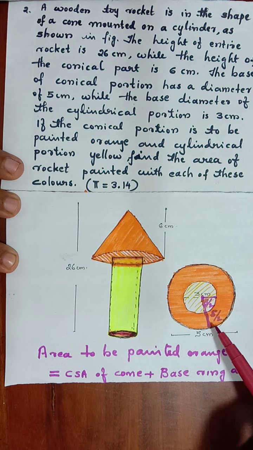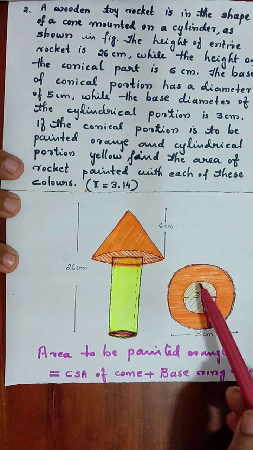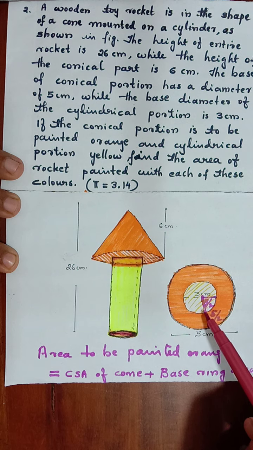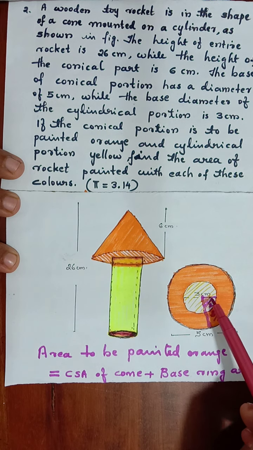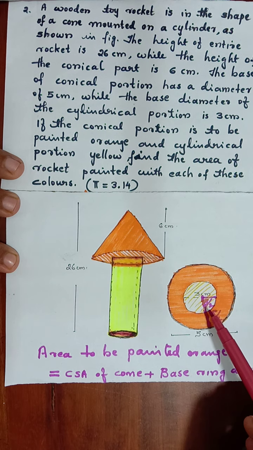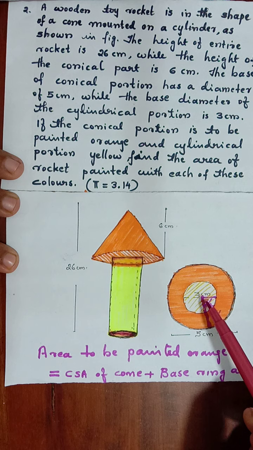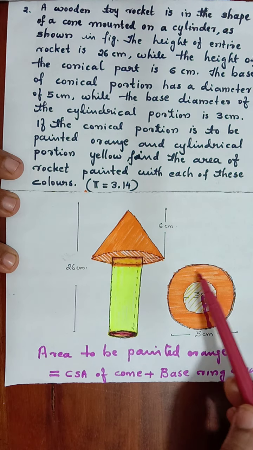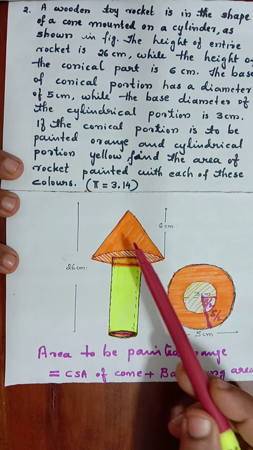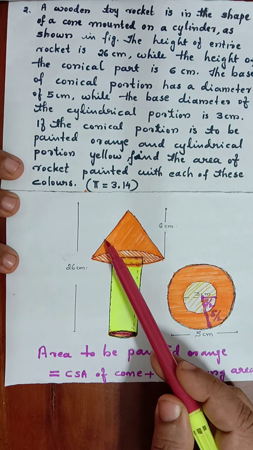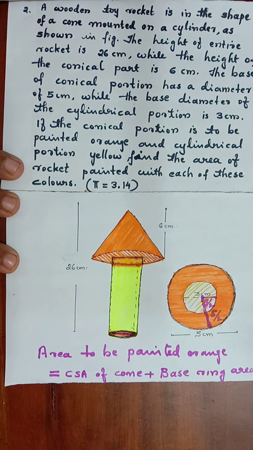Pi r square: pi into 5 by 2 into 5 by 2, minus pi r square of the inside. That is pi into, diameter is 3, so radius is 3 by 2. 3 by 2 is 1.5. That is how we have to take the difference of the areas of both. That will be the area of the ring. So our portion to be painted orange is the CSA of the cone plus the base area. Let us substitute in the formula.